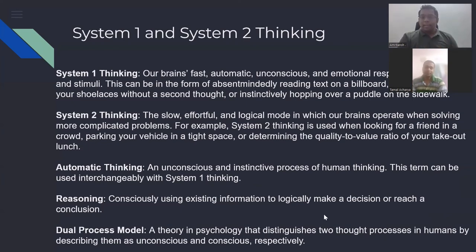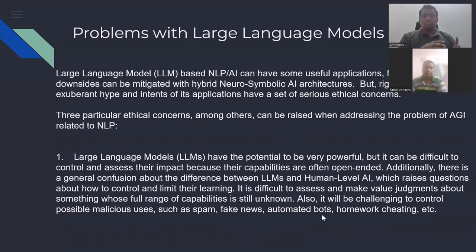Okay, guys, we could keep talking about large language models, but I don't want to, because they can open up a completely different field of discussion. But understand that these LLMs have the potential to be very powerful, and it can be difficult to control and assess their impact because their capabilities are practically open-ended. Of course, there are problems between general human AI and large language models, which raises the question of how to control and limit their learning. We do not know that yet, and future research will tell us. There are also a lot of problems with spam and fake news, automated bots, and homework cheating, and this is where large language models have a role to play.